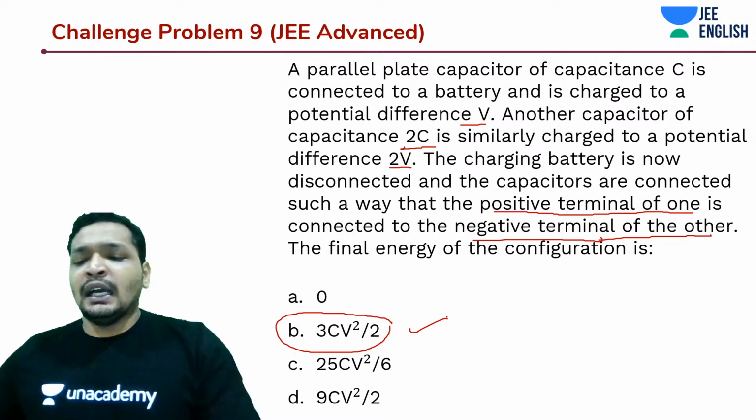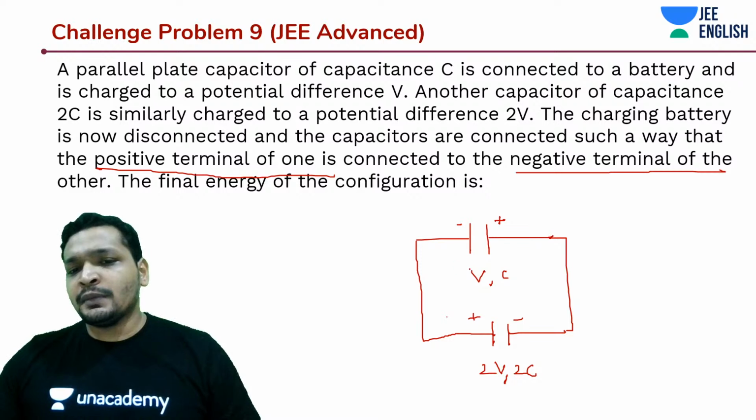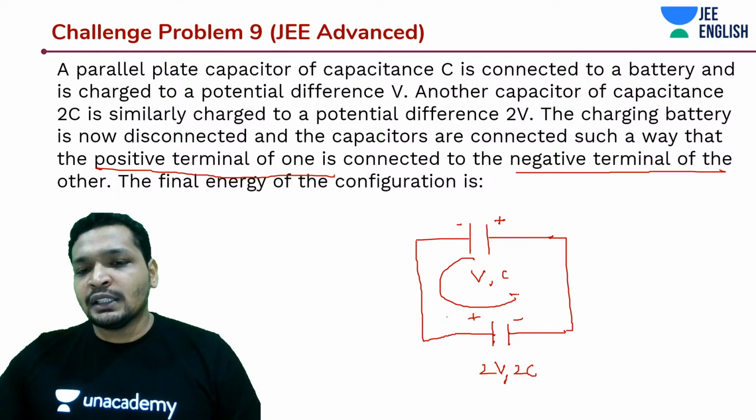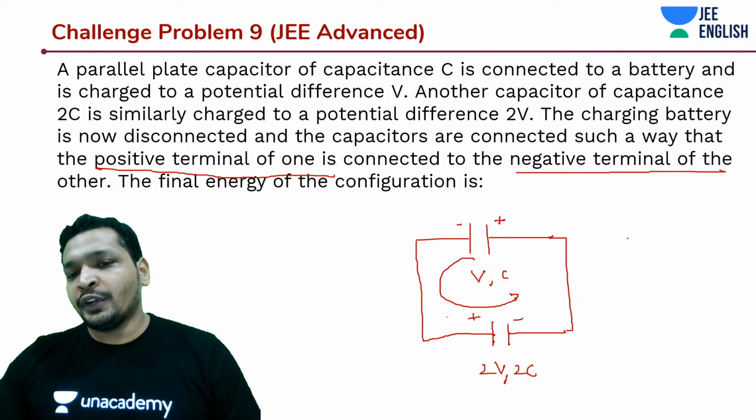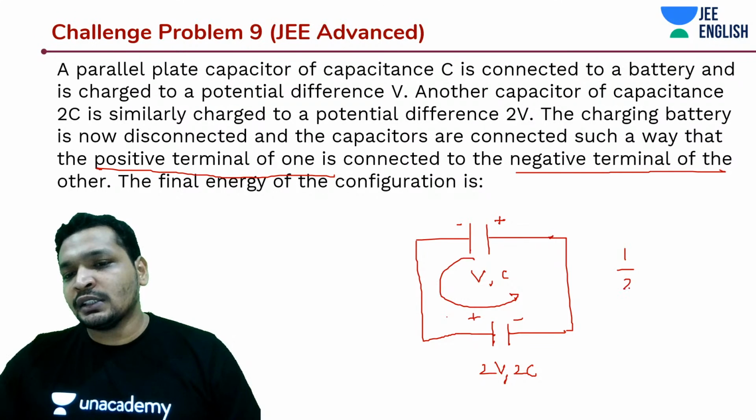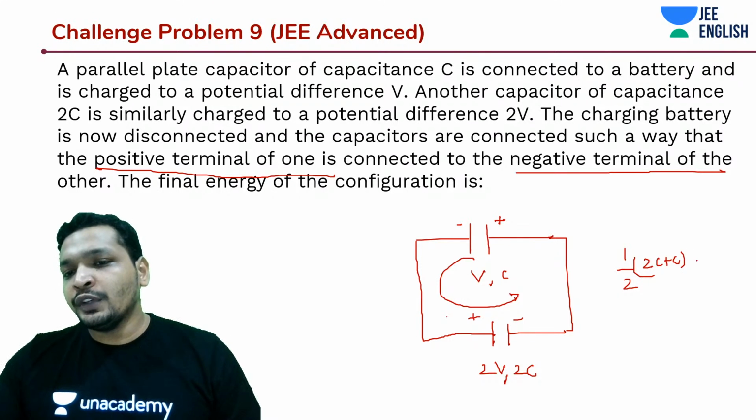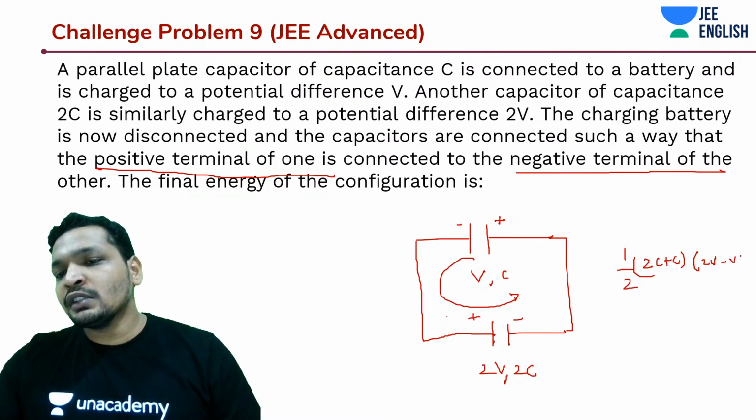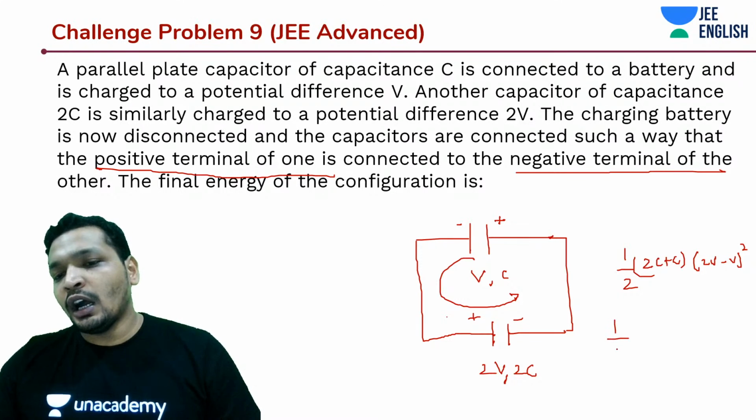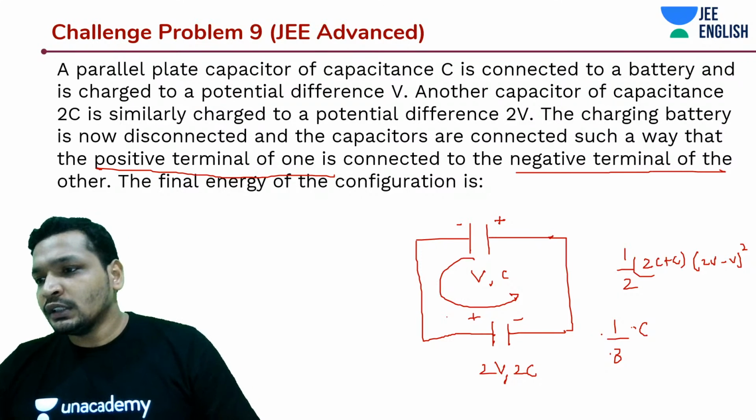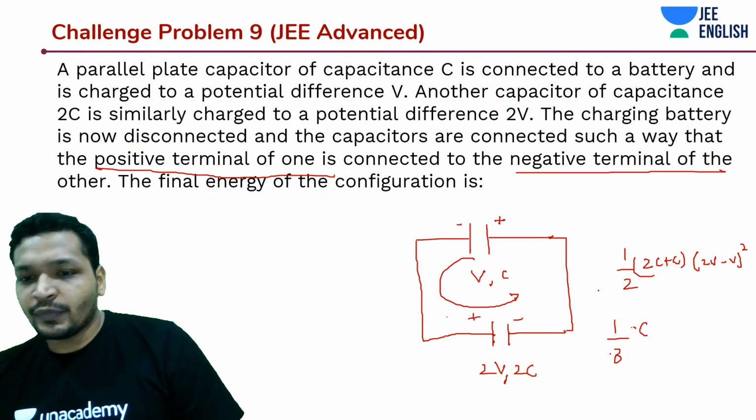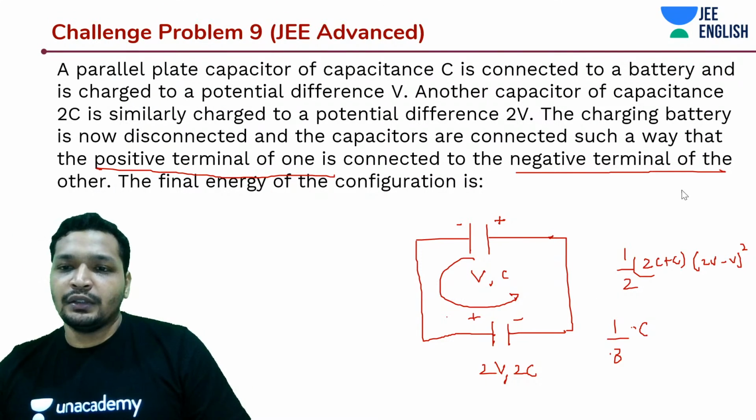The other way of doing this kind of problem is to take the effective capacitance and also the effective potential. In these cases, you'll assume the capacitors to be in parallel. So parallel means 2C plus C. And how about your V? It is 2V minus V, whole square. How much is that? Half 3CV square. Sorry, this is half 3CV square. Yes, that is one of the ways of doing it.